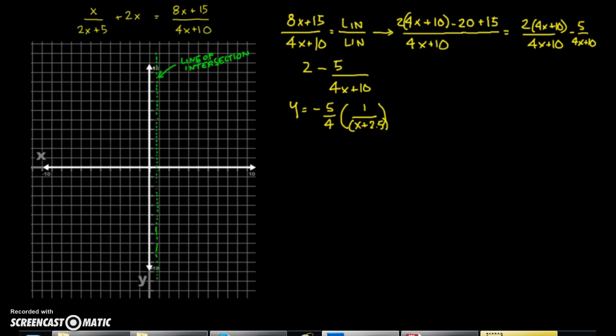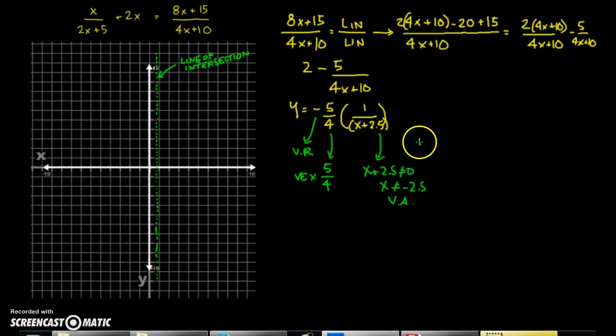So what does this mean? What do I got? What are all the points? Well, I know that I have a vertical reflection. I got that negative. I know that I'm expanding by 5 over 4. That's a vertical expansion by 5 over 4. What's 2.5? x plus 2.5 can't equal 0. I'm going to be left with an x not equal to negative 2.5. That is my vertical asymptote.